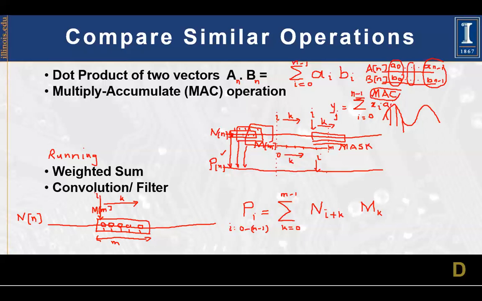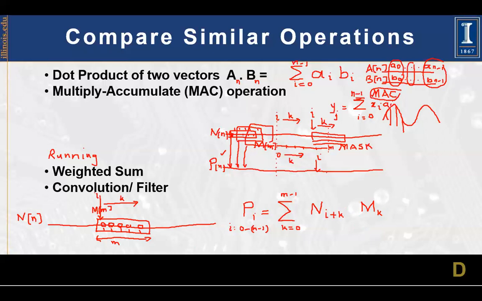So I take n[i+k] multiplied by m[k], where k varies from 0 to m minus 1, where m is the size of this filter or size of this mask. So I am taking this dot product that I have expressed here. Initially k will be 0, so I will use in the mask this value m0. I will use m0 with n[i], multiply them and add.